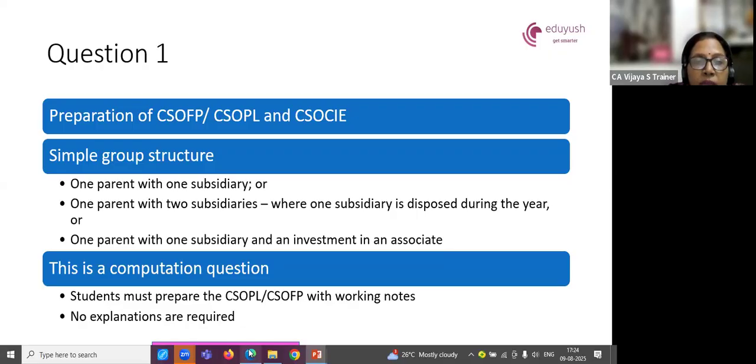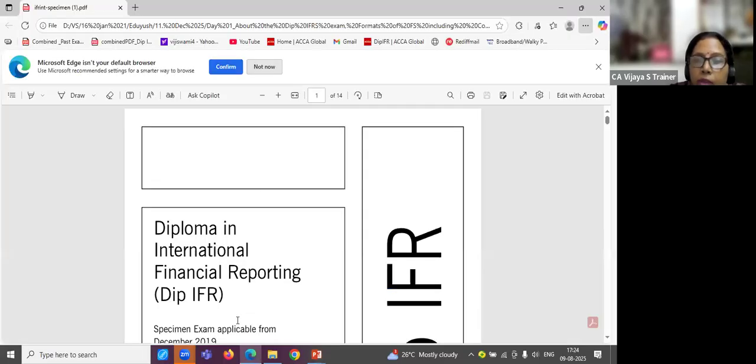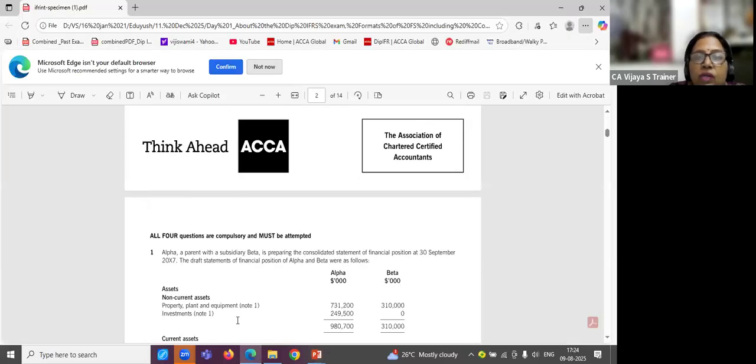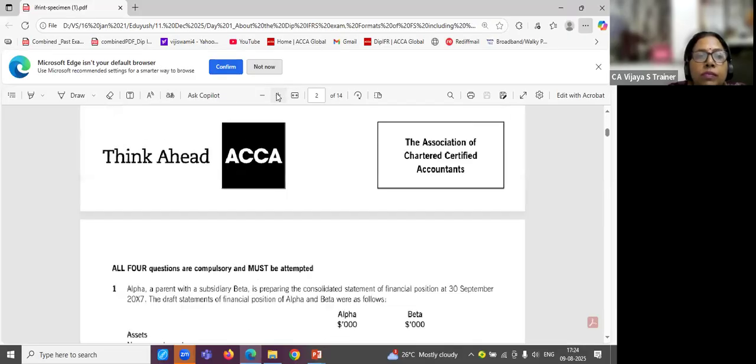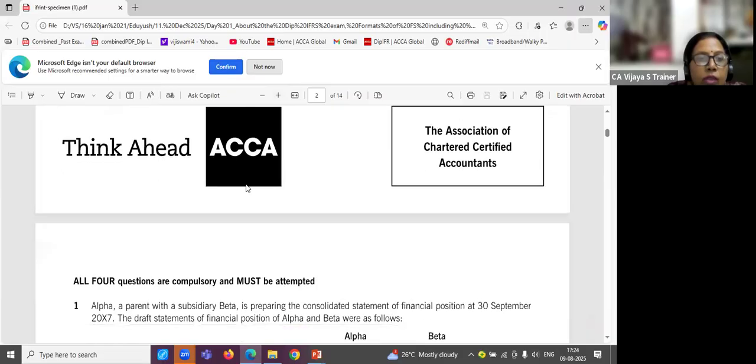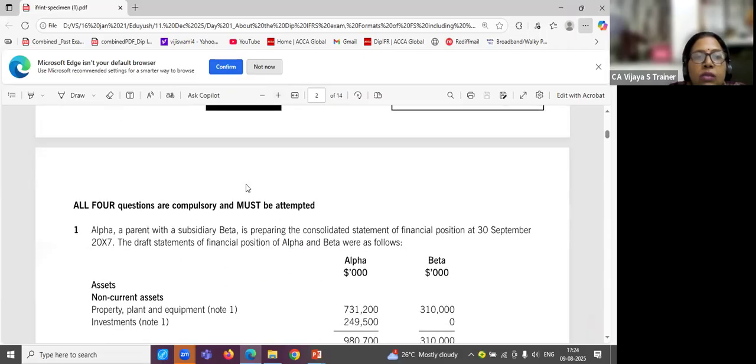Now, if I open a sample exam, this is a sample exam. The first question is on consolidation and this is how the paper will look. So they tell you Alpha, a parent with subsidiary Beta, is preparing a consolidated SOFP on 30th September. So they just talk of Alpha, a parent, and Beta, a subsidiary. That's it. I told you it could be 1 parent and 1 subsidiary or 1 parent with 2 subsidiaries. But here it is just 1 parent and 1 subsidiary.